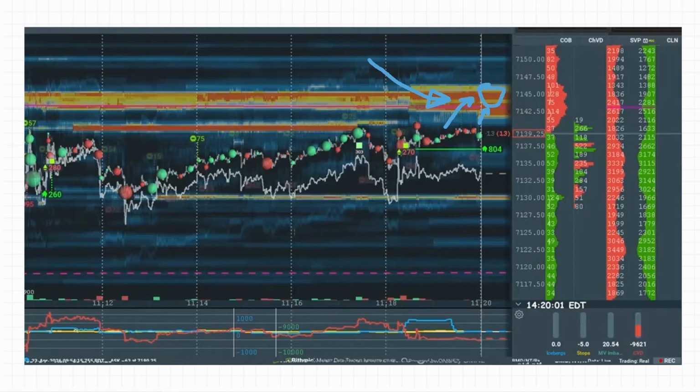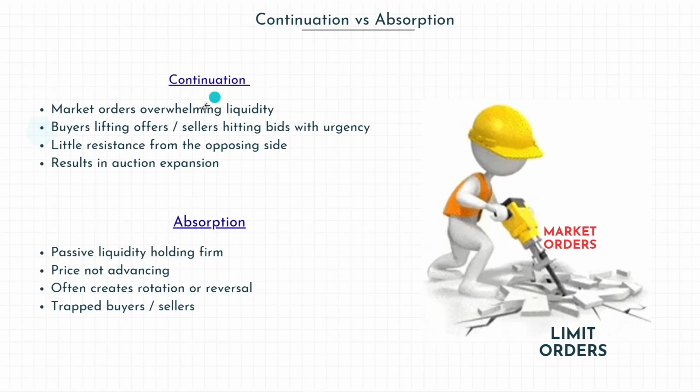Now this passive liquidity, you can think of it as kind of like a wall, and as price is moving up, it's going to hit this wall and struggle to get through or pop right through if there's enough liquidity. Your job as an order flow trader is to understand who is winning this battle, the passive participants or the aggressive participants. So let's go back to this slide.